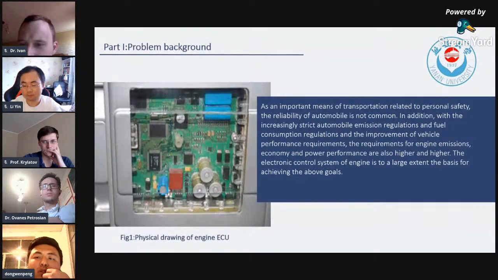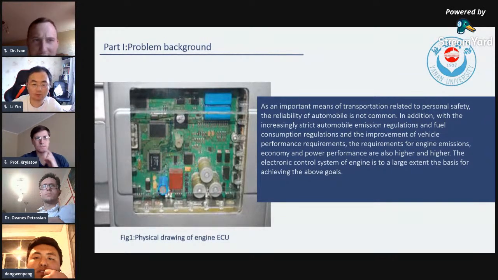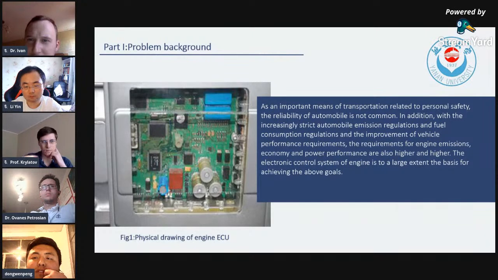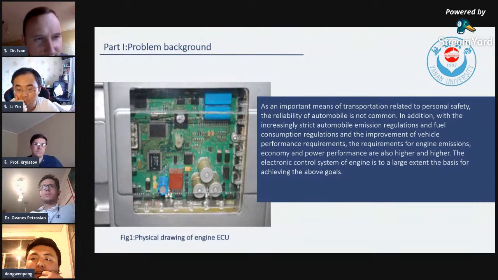First of all, the automobile is an important means of transportation for human beings and one of the essential means for our travel. Its safety and reliability are related to the national environment, transportation, and vehicle performance requirements. The requirements for engine emissions, economy, power, and performance are becoming higher and higher. The ECU is the basis for achieving the above goals.